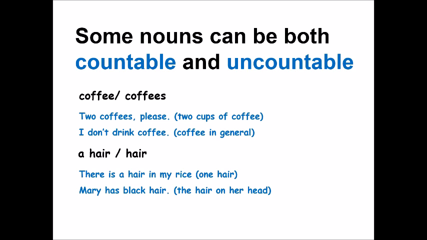Some nouns can be both countable and uncountable. Let's take a look at these 2 examples. Coffee and coffees. When you say 2 coffees, please, you mean 2 cups of coffee. When you say I don't drink coffee, you mean coffee in general.